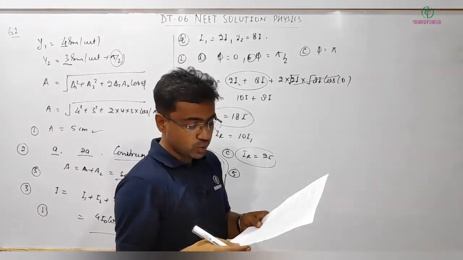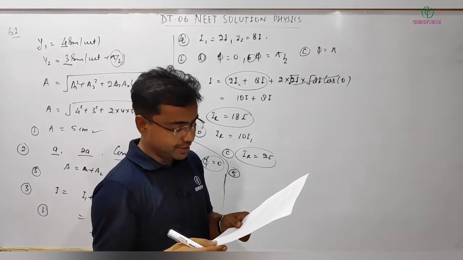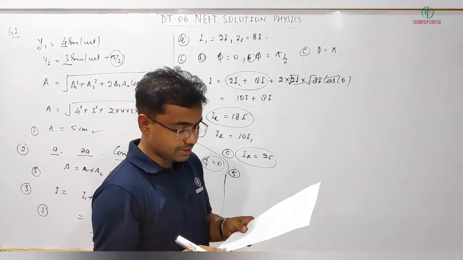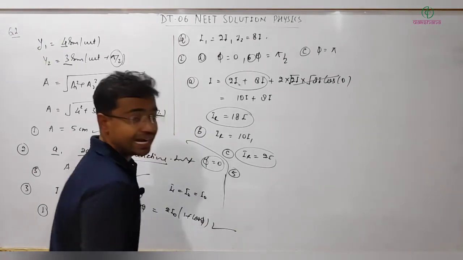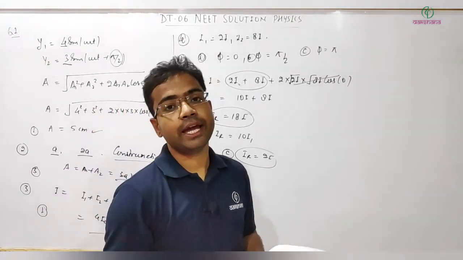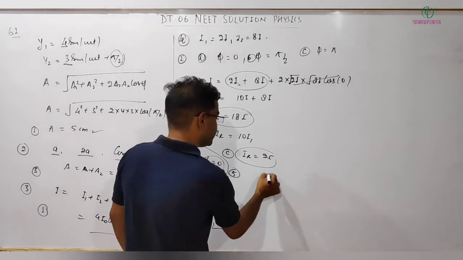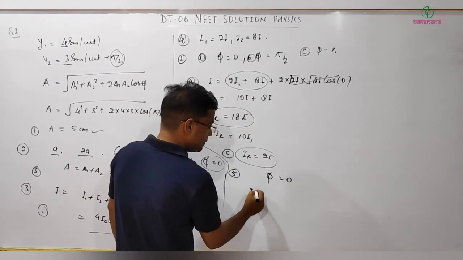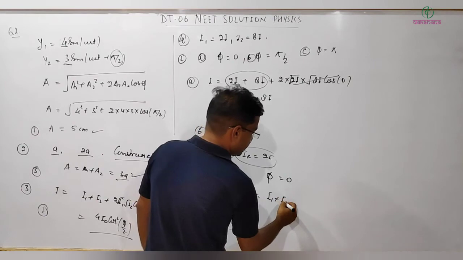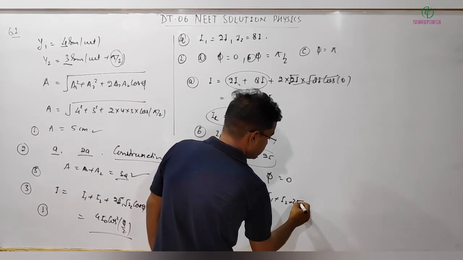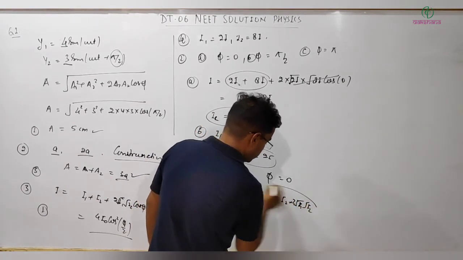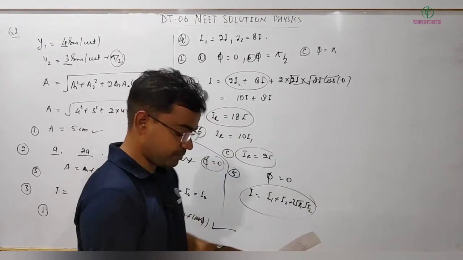The intensity produced by two coherent sources of intensities I1 and I2 constructively will be... Remember that it says the intensities are I1 and I2 and constructively. Constructively directly means φ is equal to 0. Then we already know it's I1 + I2 + 2√I1 √I2, and that's your answer for question number 5.